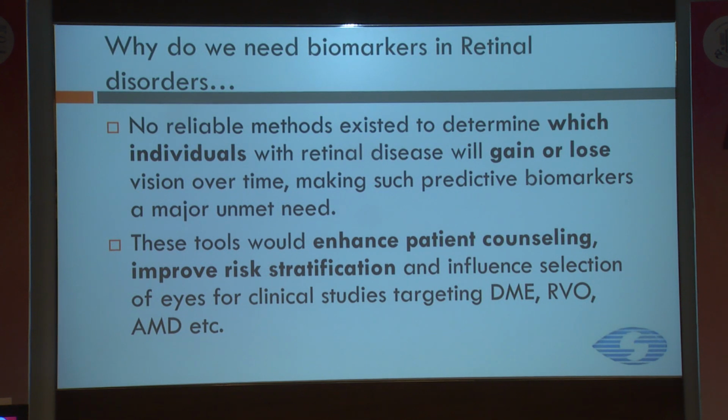Why do we need them? There is no reliable method which determines which individuals will gain or lose vision over time. So these predictive biomarkers become a major unmet need when we see patients in our OPD. These would help to enhance patient counseling, because as retina specialists, we know it's very important to counsel patients correctly if we want them to comply with our therapy, injections, to accept their vision, etc., and improve risk stratification.